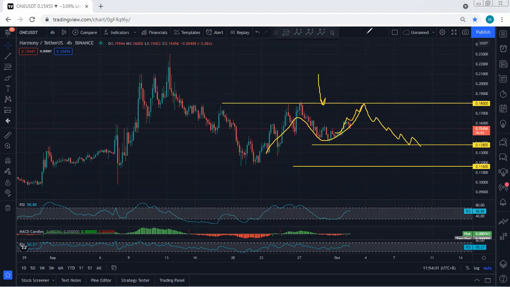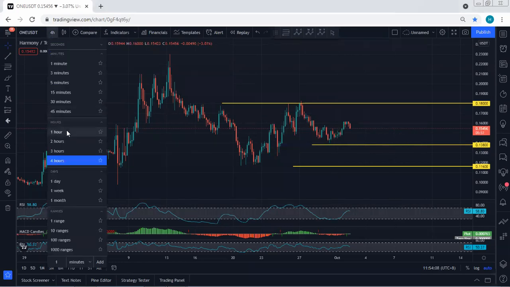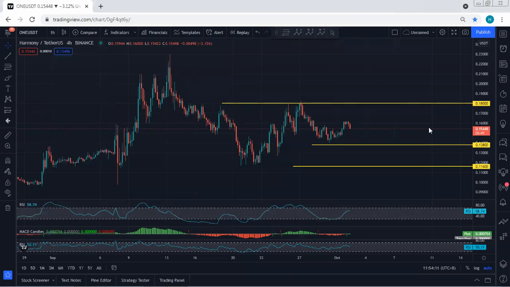If not, we can expect this one tends to have a three-wave correction for one more drop. Okay, that's why if you want to look for buy or any trade setup, we need to be quite careful, because it's quite different from other charts.